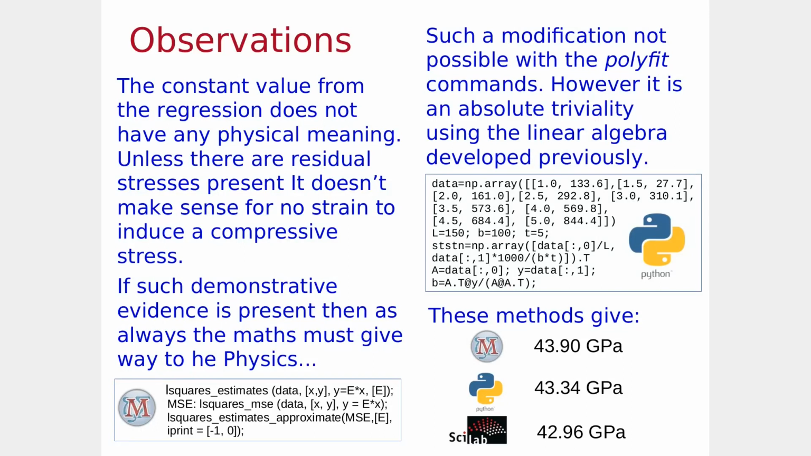So if we were to do it with the linear algebra previously, we just require the data, the stresses and the strains. We'd find A as the first lot of the data, B as the second lot of the data, and then we can just apply the formula blindly. These methods will give you values of 43.9 using Maxima, 43.3, and if you were to do an analogous method in something like Scilab, I think you get 42.96.